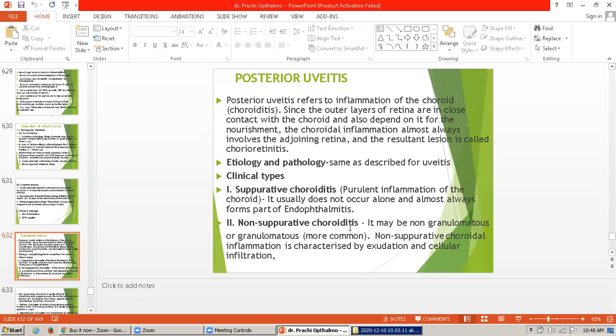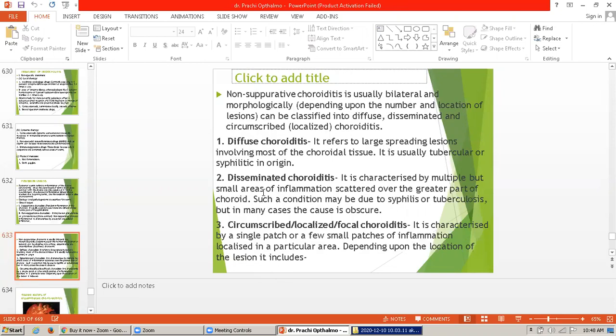Then non-suppurative choroiditis. It may be non-granulomatous or granulomatous. Granulomatous is more common. Non-suppurative choroidal inflammation is characterized by exudation, that is discharge, and cellular infiltration. It is usually bilateral and, morphologically, depending upon the number and location of the lesions, can be classified into diffuse, disseminated, and circumscribed localized choroiditis.